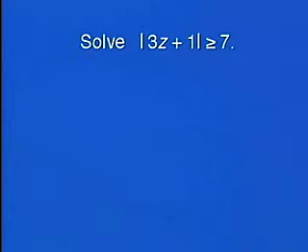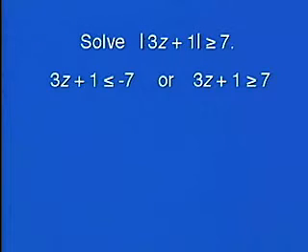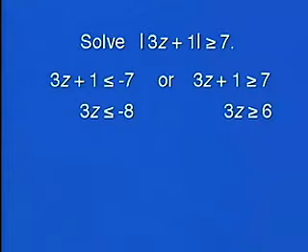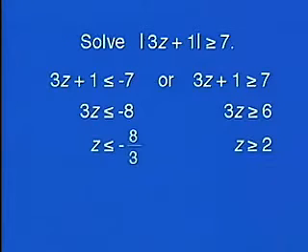We want to solve the absolute value of 3z plus 1 is greater than or equal to 7. This tells us that 3z plus 1 must be less than or equal to negative 7, or 3z plus 1 must be greater than or equal to 7. Solving each one, we have 3z is less than or equal to negative 8, or 3z is greater than or equal to 6. And dividing both by 3, we have z is less than or equal to negative 8/3, or z is greater than or equal to 2.